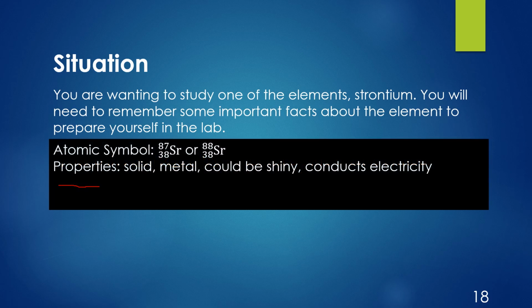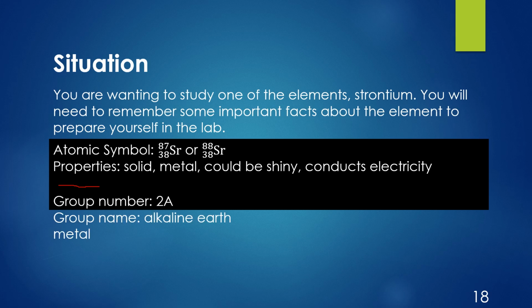They have written two atomic symbols here, strontium 87 and strontium 88. The reason they wrote both is because the average atomic mass is 87.62. That means there's probably an isotope 87 and an isotope 88 in order to get that decimal, but you would have no way of knowing which atomic symbol is the correct one. And the properties, looks like we're right there: solid, metal, shiny, conducting electricity. It is in group 2A and the group name is alkaline earth metals. Very good.